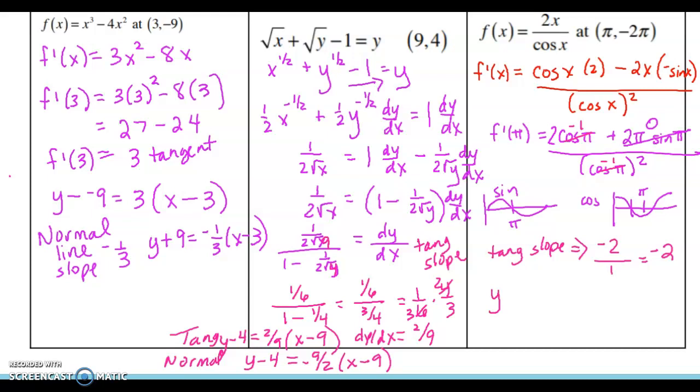So y minus y equals m x minus x, and that's our tangent. Our normal slope, normal equation, sorry, is the opposite sign, so it's going to be positive this time, and 1 over 2. And that would be our normal.